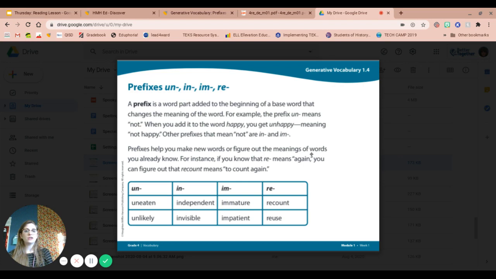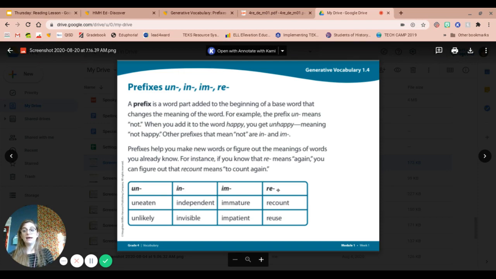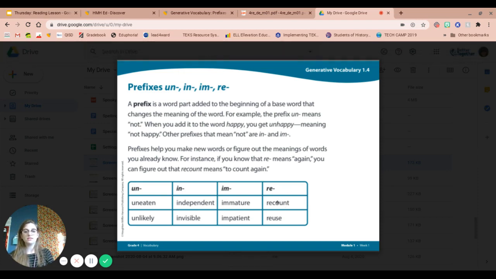Prefixes help you make new words or figure out the meaning of words you already know. For instance, if you know that re means again, you can figure out that recount means to count again. So let's look at our section re. We have re, which means again. Recount means to count again. To reuse means to use again. You might be thinking of words like recycle or repeat. These are all things that go again and again. If you ask someone to repeat what they said, you want them to say it again. We don't say re-say, we say repeat, and we don't necessarily use the root word peat. But, you know, English is funny.